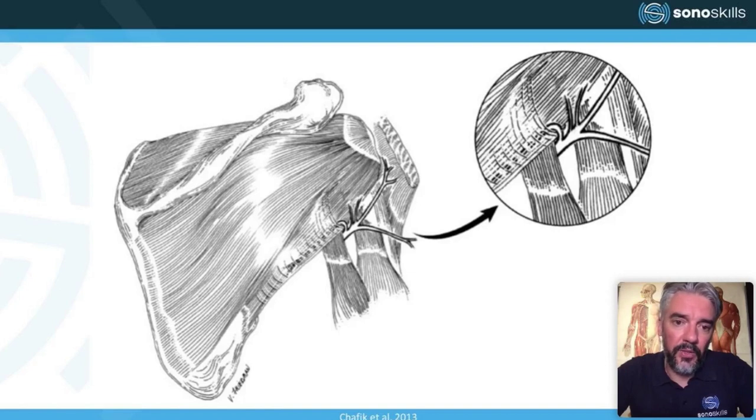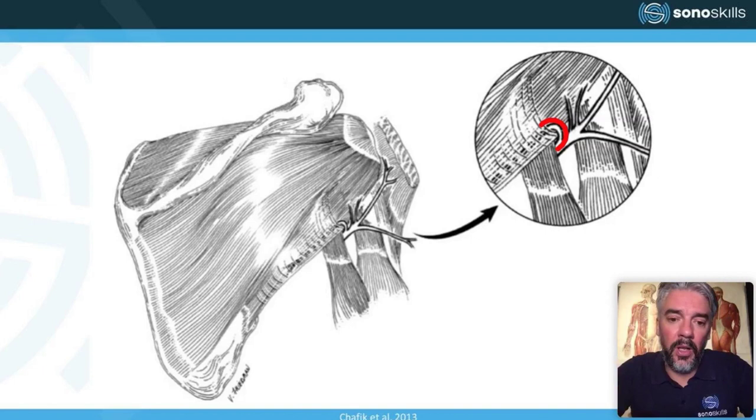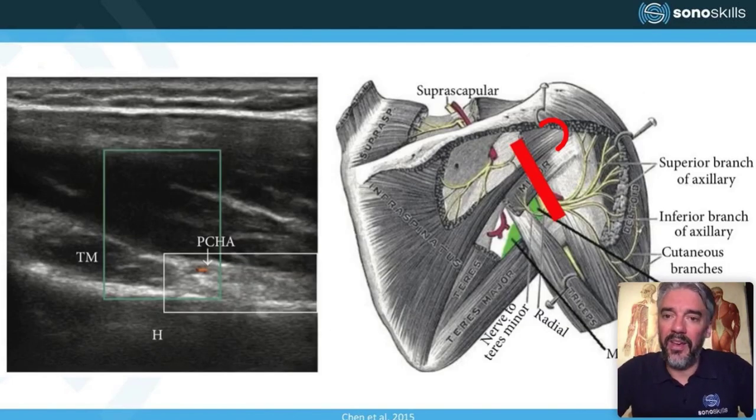We know that this quadrilateral space is not only a gateway for the axillary nerve and also the artery, but also some fibers of the axillary nerve blend into the teres minor muscle. So if there are teres minor muscle problems, please also check the quadrilateral space.